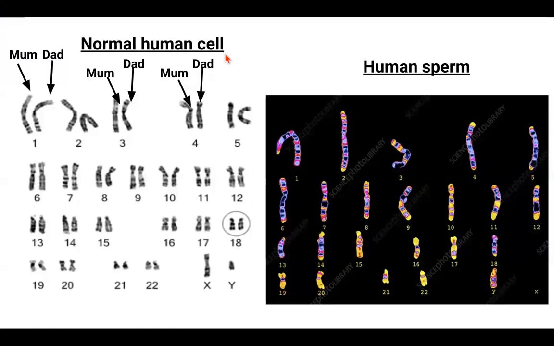So for example, in a normal human cell, when we look at the pairs, one of them would have been from the egg, which is from the mother, and one of them would have been from your father. So if this is a normal human cell, then on the right-hand side, this is a sperm cell's genetic scan. You can see that there is only one chromosome 1 and one chromosome 2. They are waiting for their Mrs. Right to pair up with so that they can have a complete set.